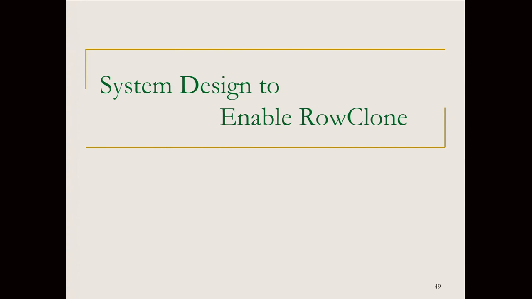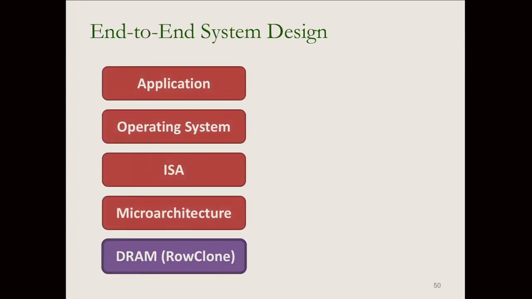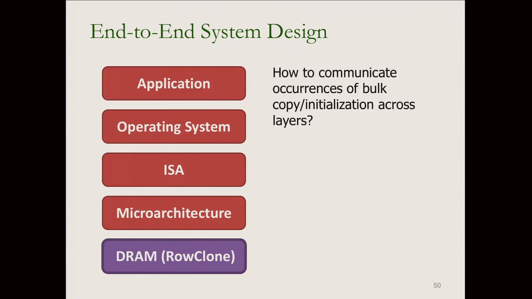Okay, so the paper also discusses system design to enable RowClone. So you have this RowClone substrate. How do you take advantage of it? At the high level, clearly, somehow you need to communicate occurrence of bulk copy and initialization from the application across the layers. It's good to think about how it's done. I'm not going to give you all the details over here.